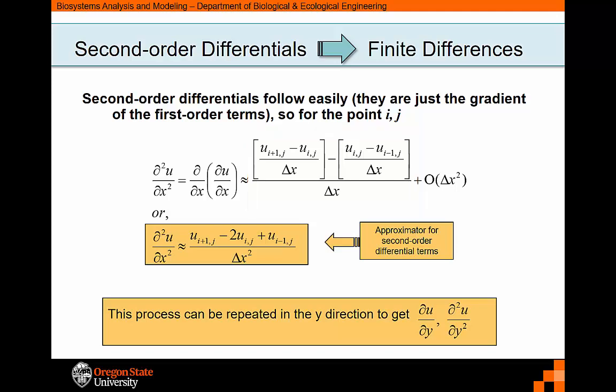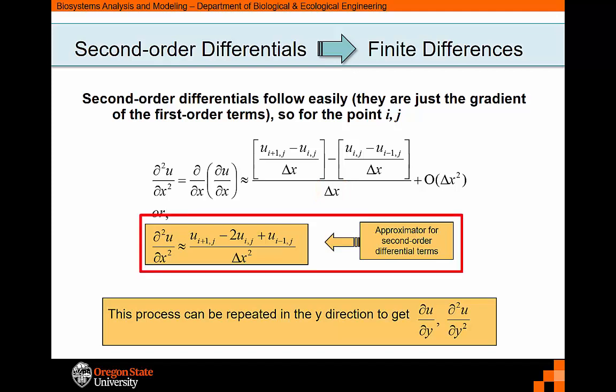Because the forward and backward differences are in effect estimates halfway between the ith node and its neighbors, the distance between these two estimates is delta x. Thus, a finite difference replacement for our second order differential terms is shown here. Note that unlike first order derivative terms, where we have to choose between three options, forward, central, or backward differences, for the second order differentials, we always use the expression provided here as our finite difference replacement.